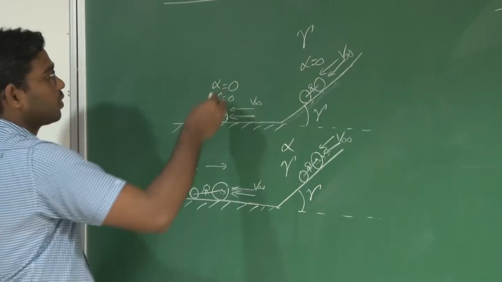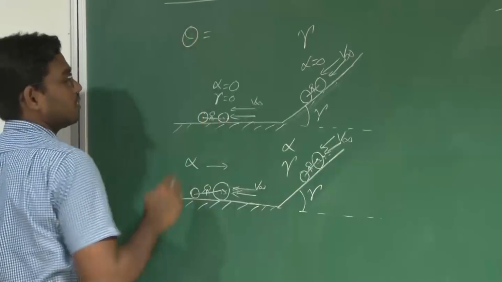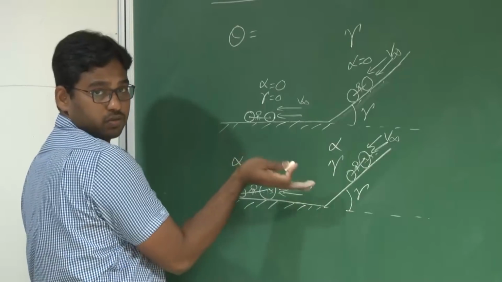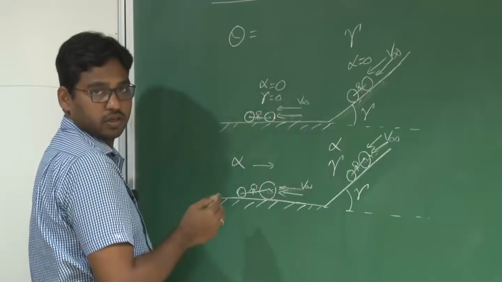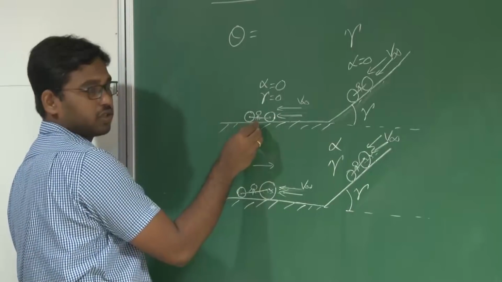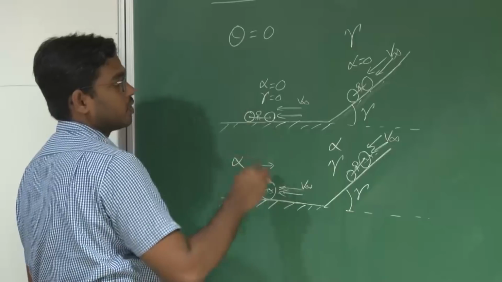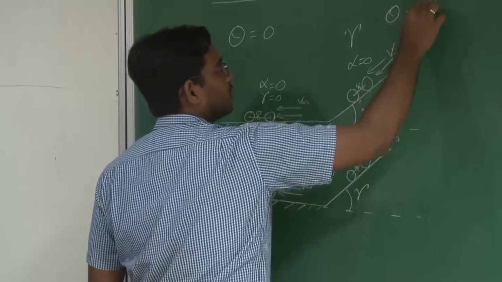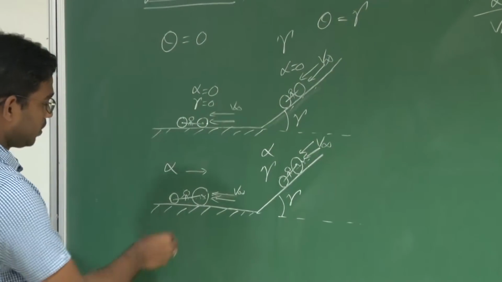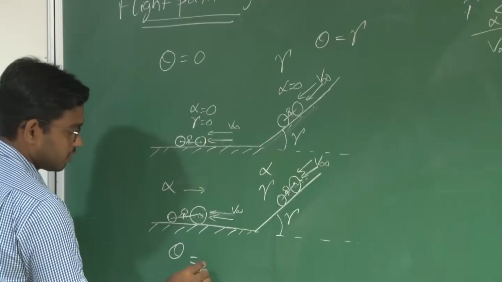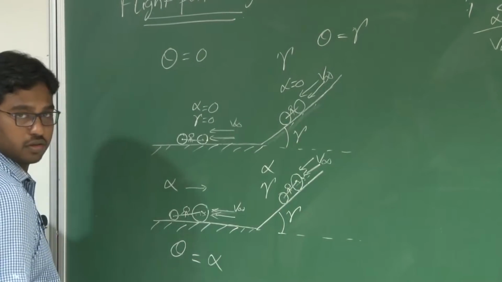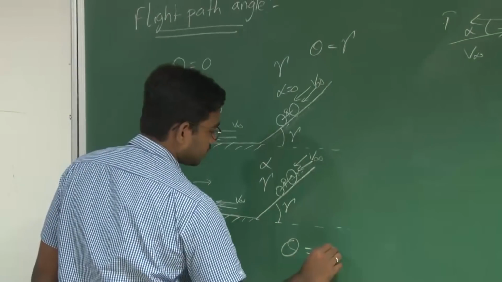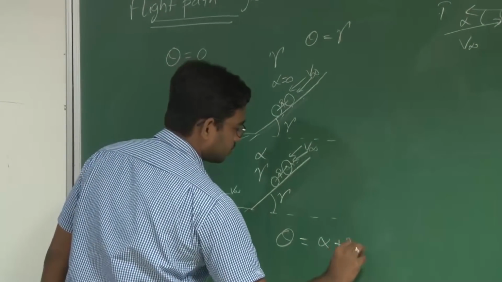So what is my total orientation now? Let theta represent the total orientation, which is measured with respect to horizontal. So in this case, what is my orientation? 0. In this case, gamma with respect to horizontal. So in this case, my orientation is alpha. Here it is, my orientation is alpha plus gamma.